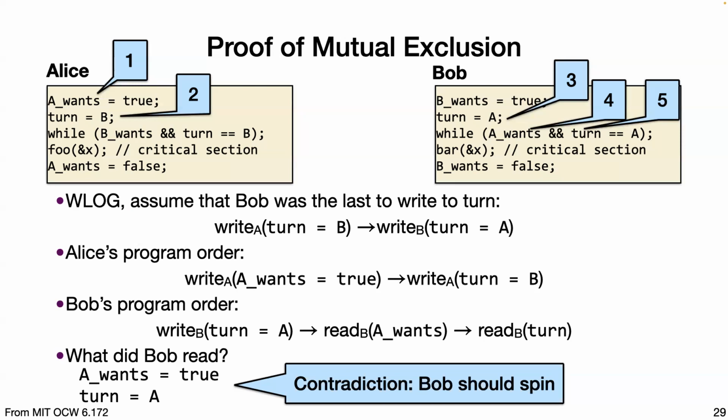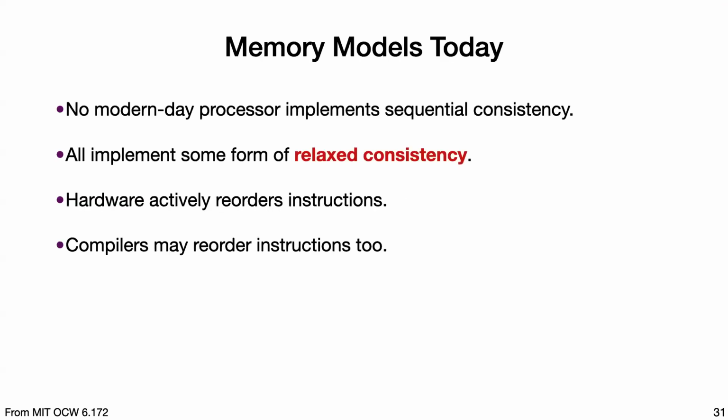That makes sense? Cool. But of course, like I said, machines nowadays don't implement sequential consistency. They actually implement something called relaxed memory consistency. The hardware reorders the instructions, and also the compiler may reorder the instructions.